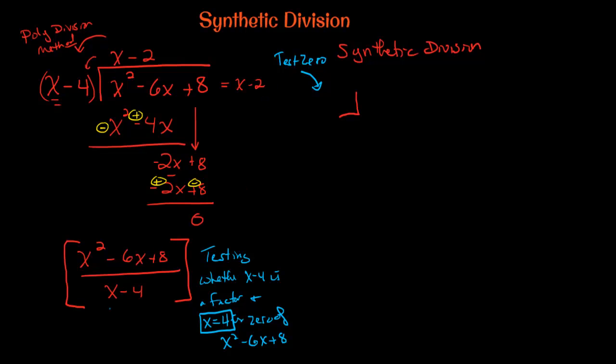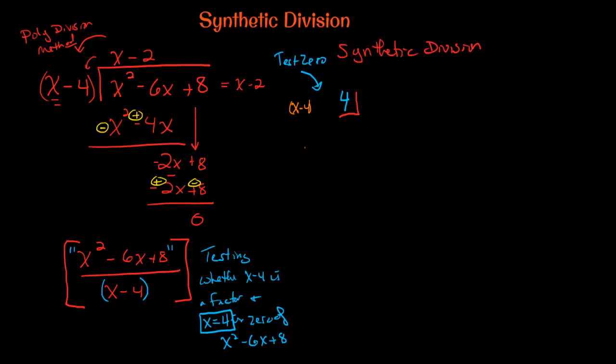Notice here we are dividing by x minus 4. Therefore, our test 0 is a value of 4. We're testing to determine whether or not x equals 4 is a 0 of this numerator, x squared minus 6x plus 8. What I like to do off to the right is remind myself what the factor is. I usually write that a little bit smaller, so when I'm completing this problem, I know what my factor was that corresponds to that test 0.